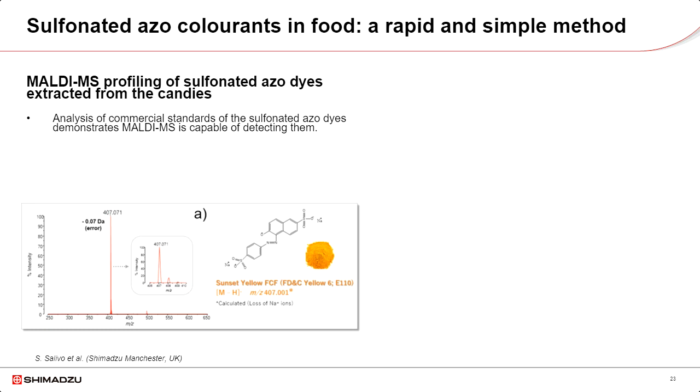So the method was first developed and validated with the standard dyes. Here on the left is the MALDI spectrum of the Sunset Yellow FCF dye. You can see that the expected m/z of the dye was detected with good mass resolution and accuracy.